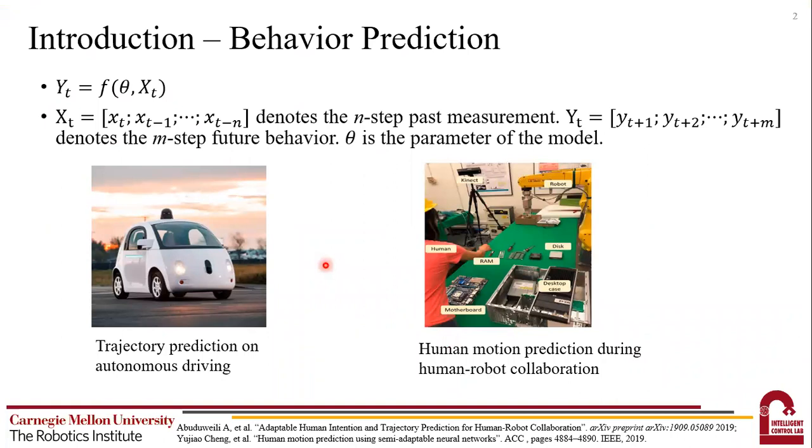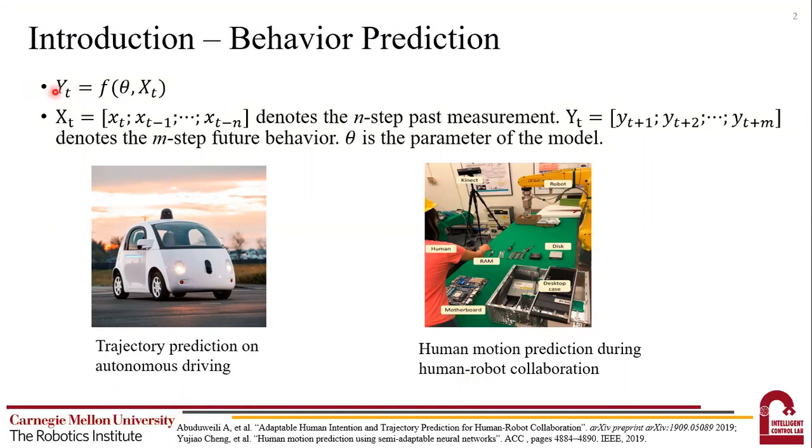Supervised learning has been widely used to obtain models to predict the behaviors of intelligent agents. Behavior prediction is a subtopic of time series prediction, which includes vehicle trajectory prediction during autonomous driving and human motion prediction during human-robot collaboration. Behavior prediction is to make inference on the future behavior of the target agent given the past and the current measurement of the target agent and its surrounding environment.